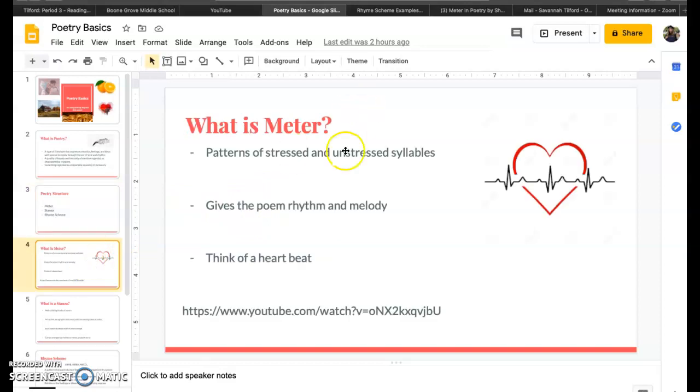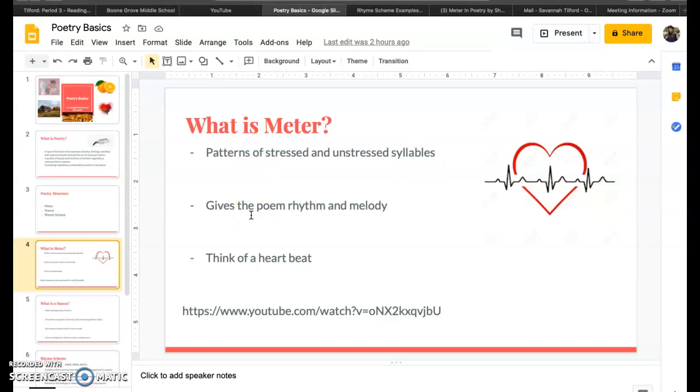So to begin with, we have meter, and meter is patterns of stressed and unstressed syllables. So when you all were in, I don't know, elementary school and you were learning what syllables were, right? You would clap along with the word. So for example, meter has 2 syllables, and we know this because when we clap, meter, we clap twice, and that's 2 syllables. My last name, Tilford, is 2 syllables. Poetry is 3, poetry. So those syllables can be stressed or unstressed, and they form a pattern, which is what gives us rhythm and melody for the poem.